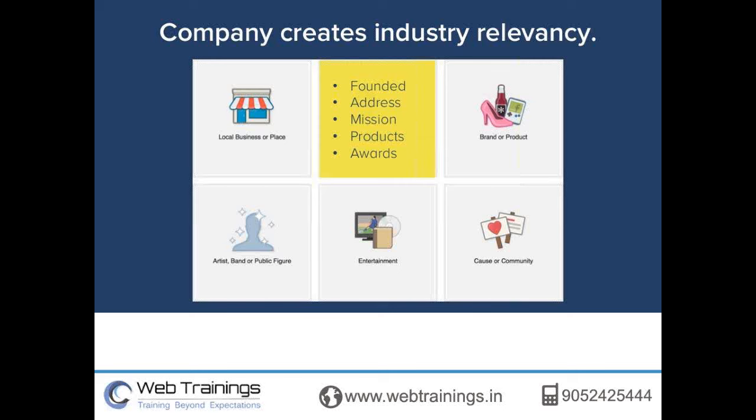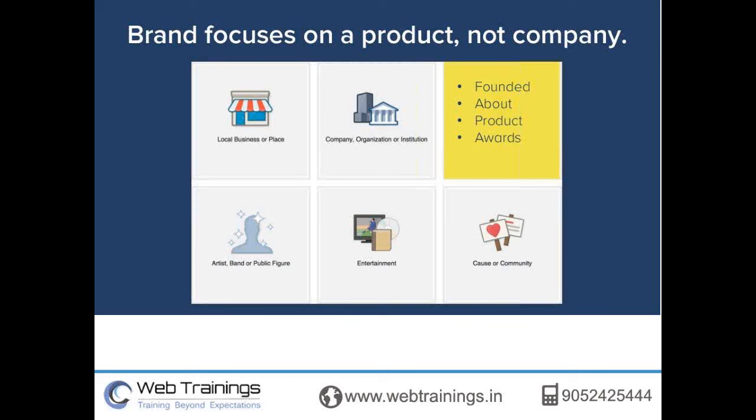Number two is company. This is for industry relevancy, like when this particular organization was founded, and address and mission, etc. And then we have the option of brand.